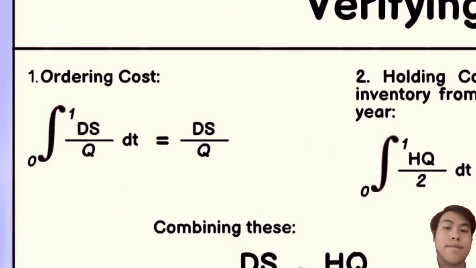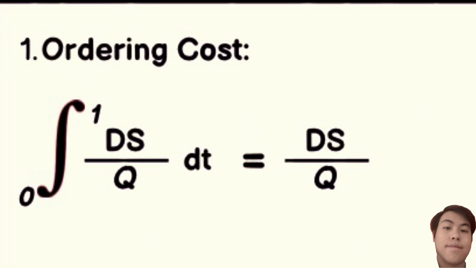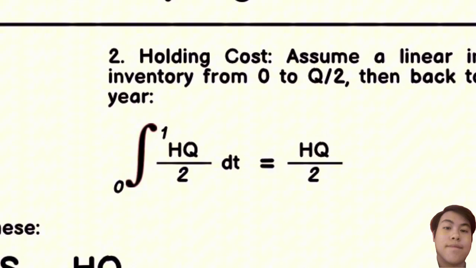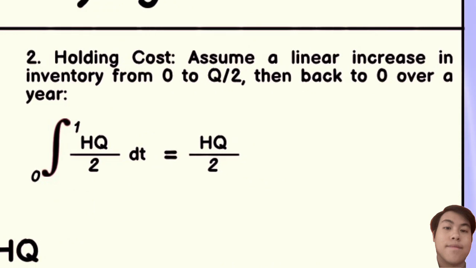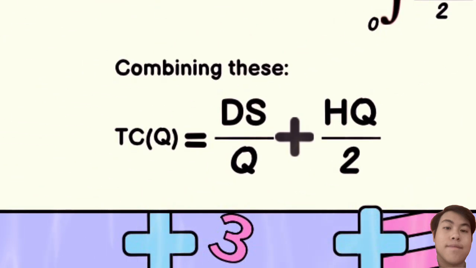Verifying ordering cost, we get that from the integral of 1 times DS/Q dt. And number 2, holding cost. Assume a linear increase in inventory from 0 to Q over 2, then back to 0 over a year, which is HQ/2. Combining these, we get TC(Q) equals DS/Q plus HQ/2.